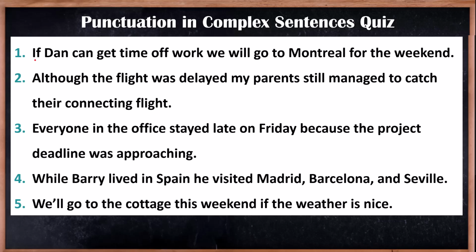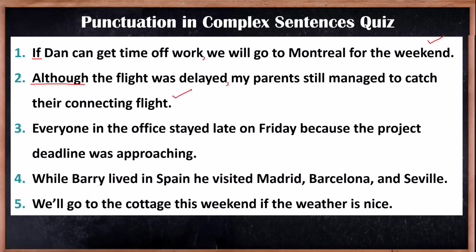In number 1, we have a sentence that begins with a dependent clause. If Dan can get time off work. Remember, when we begin a sentence with a dependent clause, we must follow it with a comma. We have the subordinating conjunction if. And when that comes first, you know it's a dependent clause. So now it's correct. Number 2, we also have a sentence that begins with a dependent clause, although the flight was delayed. So once again, we need to follow the dependent clause with a comma.